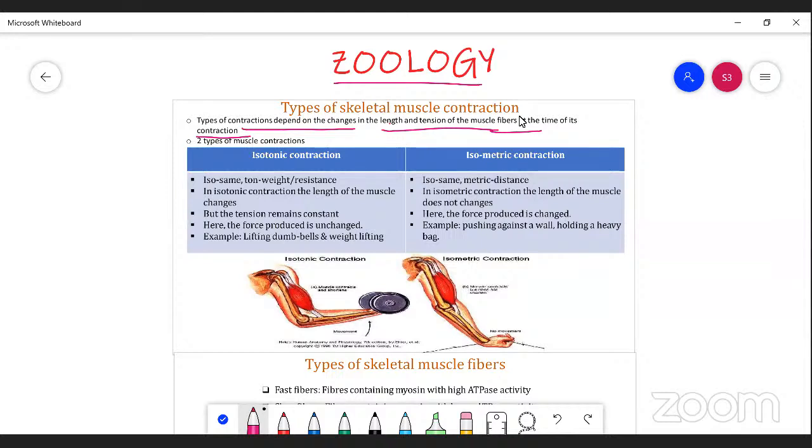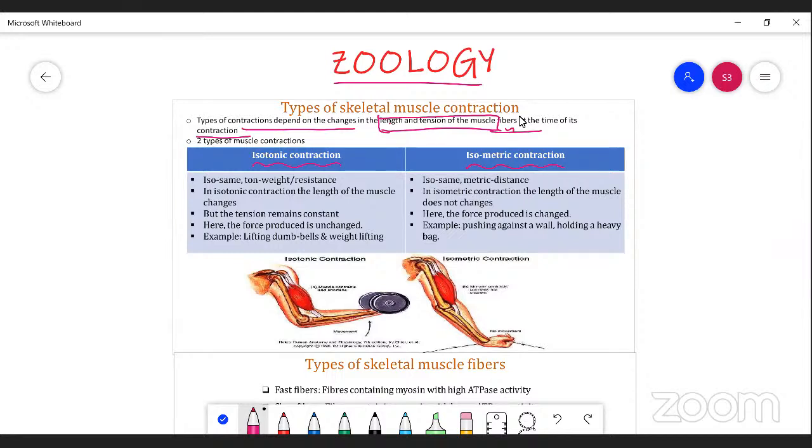Based on which one? Based on the length of the muscle and the tension of the muscle fibers, the muscle contraction is classified into two types. The first one is known as isotonic contraction, and the second one is known as isometric contraction. One is isotonic, another one is isometric.